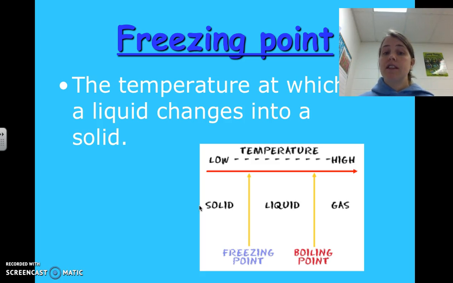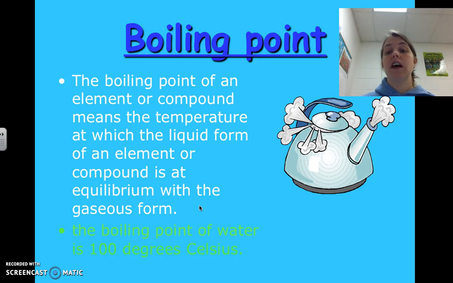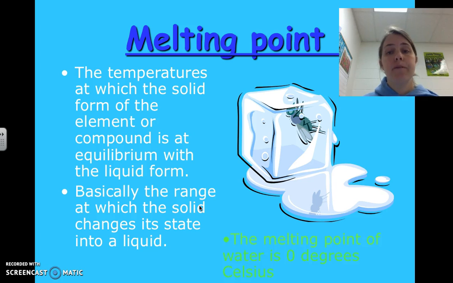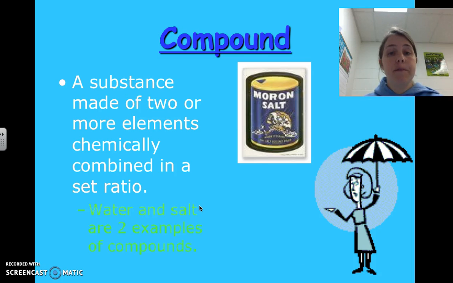Freezing point, we talked about this. This is the temperature at which your liquid changes into a solid. Boiling point is the temperature at which your liquid becomes a gas. The boiling point of water, not at altitude, so just at sea level, is 100 degrees Celsius. Melting point is the temperature at which the solid turns into a liquid, and essentially there is a range at which the temperature does it. The melting point of water is 0 degrees Celsius.